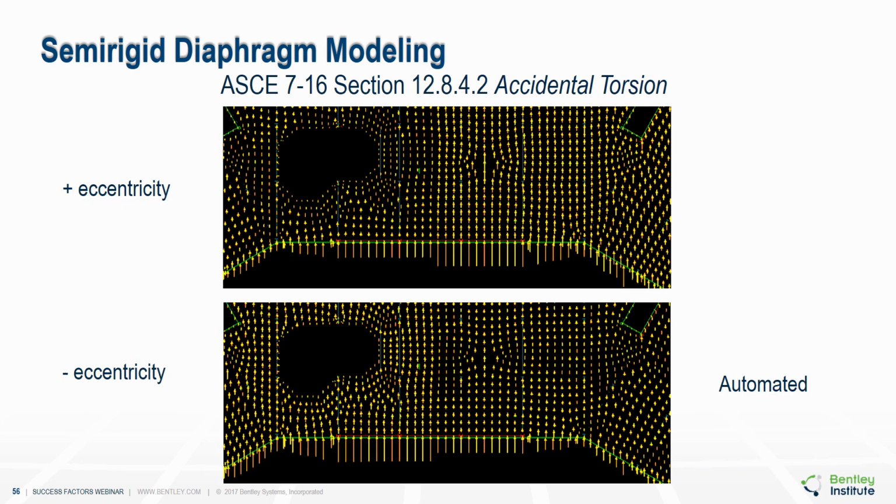ASCE 7-16, section 12.8.4.2 has some requirements about considering that 5% eccentricity to account for accidental torsion. So if you look at the upper screen grab there, you see that the force arrows on the right have a higher magnitude than the force arrows on the left to account for the plus eccentricity requirement. And in the screen grab on the bottom, you see that the force arrow magnitudes on the left are greater than those on the right to account for the minus eccentricity.